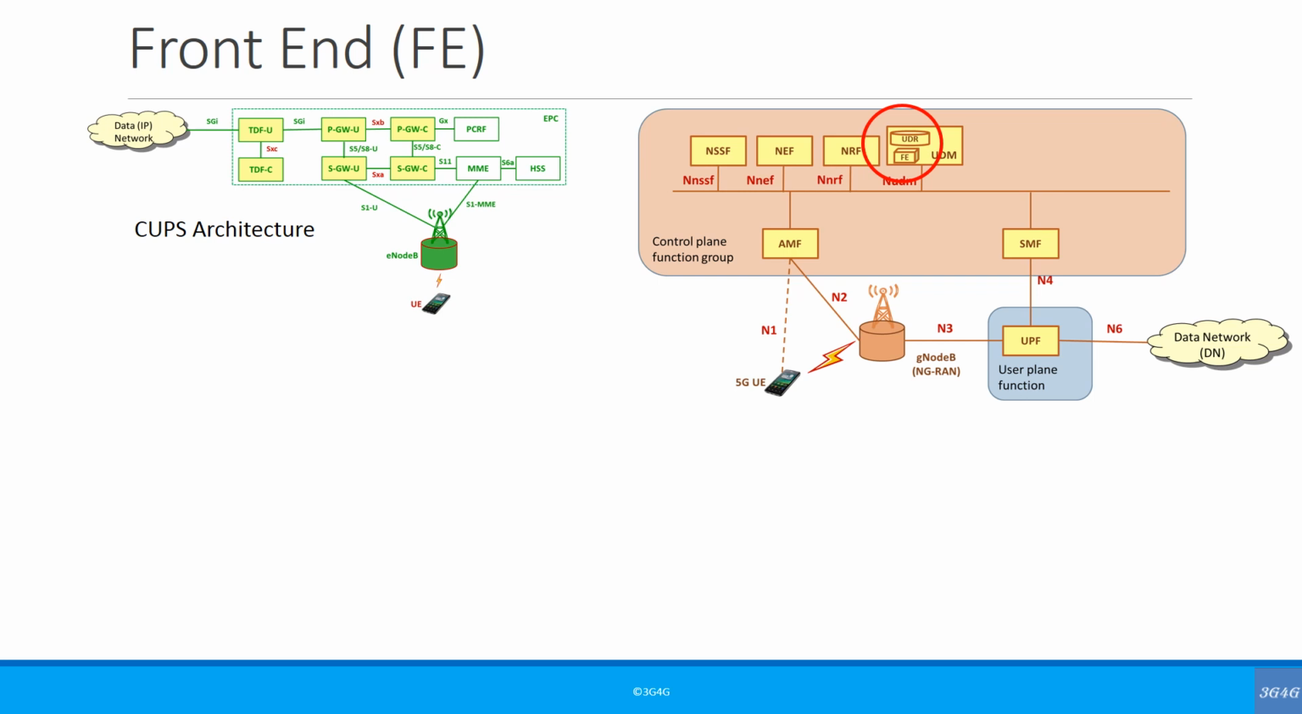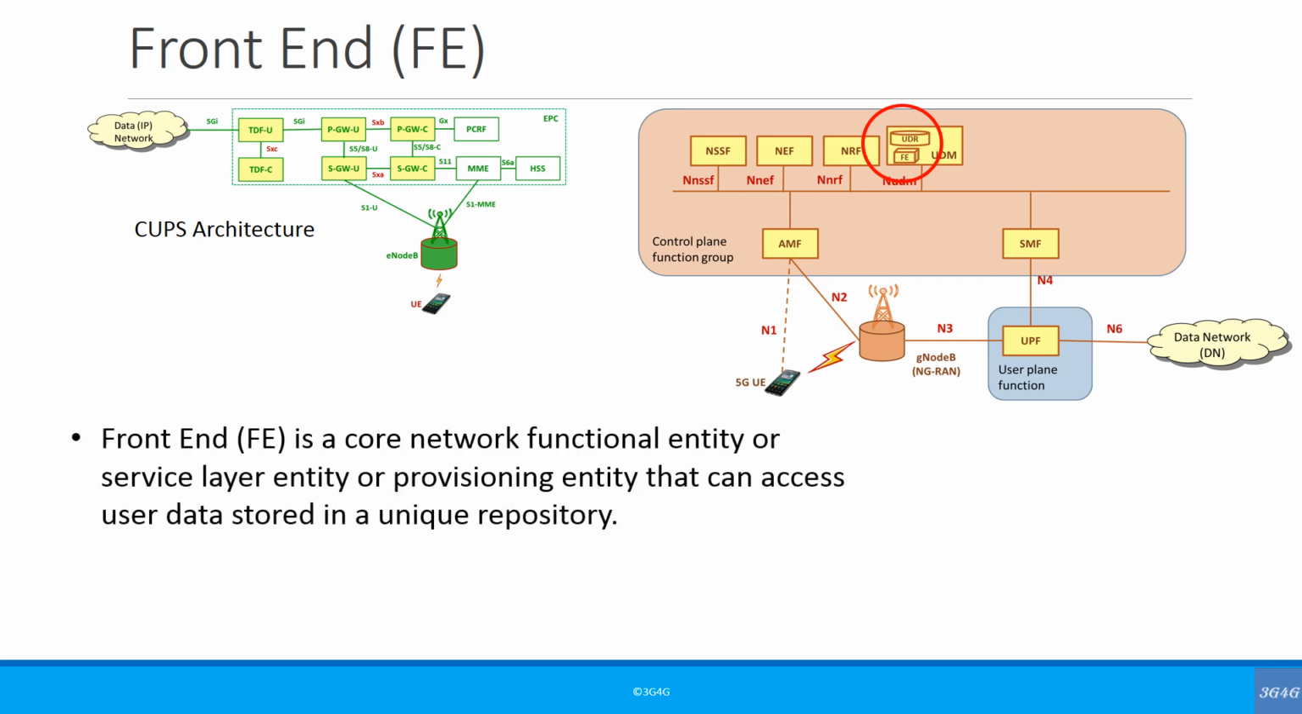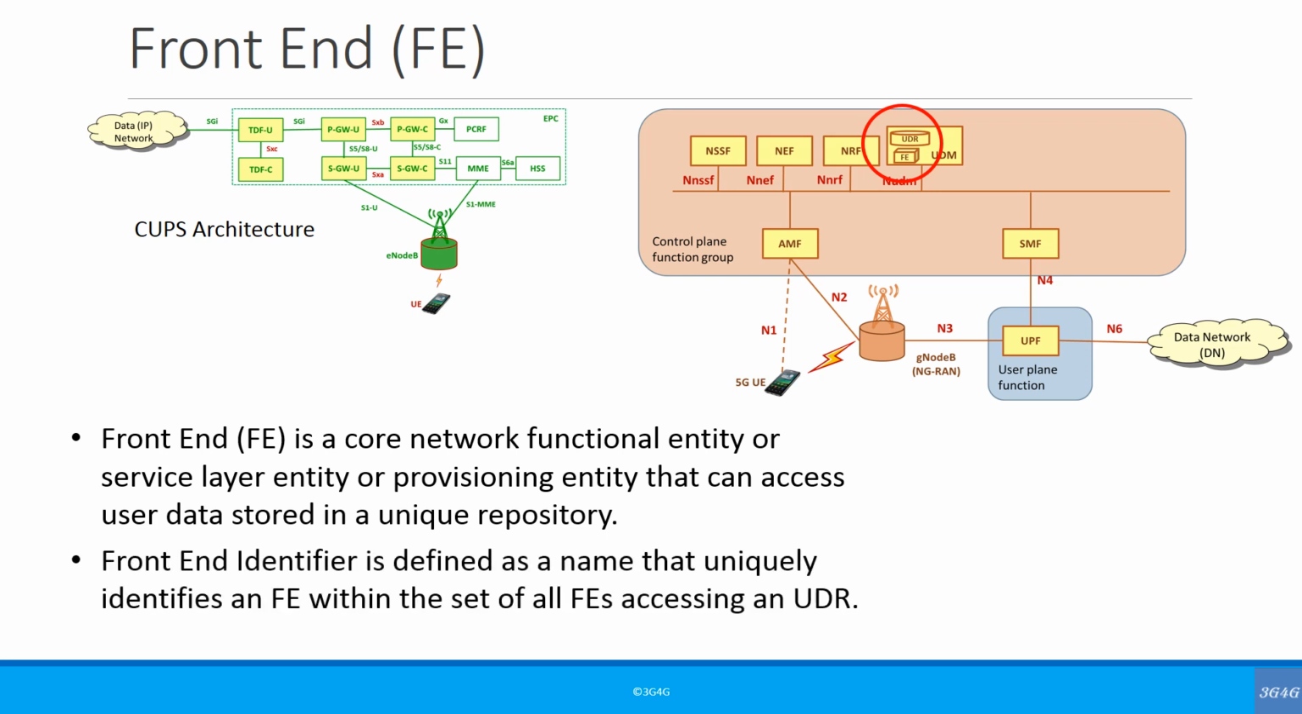Then you have also the front end, FE. So the front end is a core network functional entity or service layer entity or provisioning entity that can access user data stored in a unique repository. So a front end identifier is defined as a name that uniquely identifies an FE within the set of all FEs accessing the UDR.